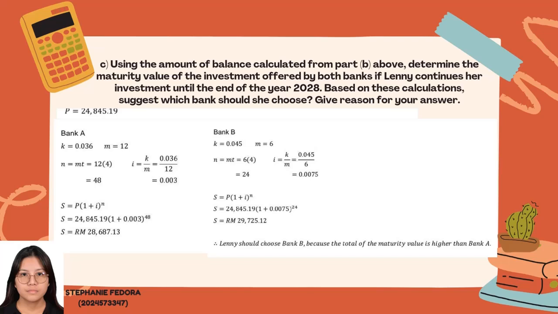Now, for Bank B, using the same formula as Bank A, S equals P times (1 + i) to the power of n, which is S equals 24,845 ringgit and 19 cents times (1 + 0.0075) to the power of 24, which totals to S equals 29,725 ringgit and 12 cents. In conclusion, Lenny should choose Bank B because the total maturity value is higher than Bank A.